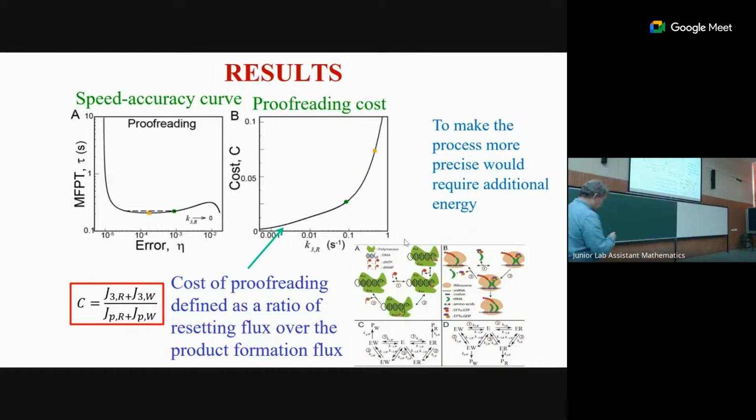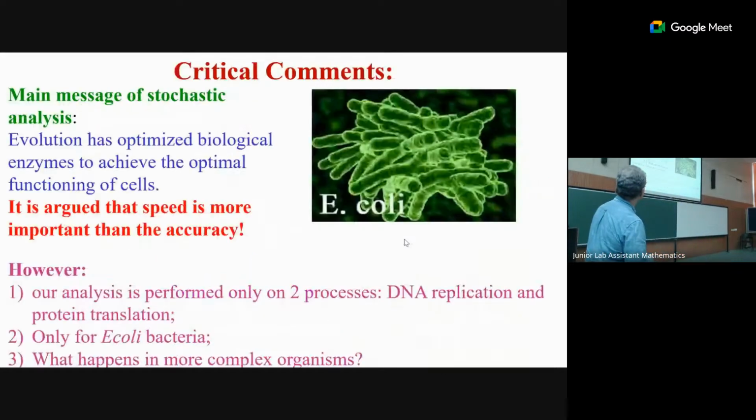So that's what we plotted over here. There is a cost, and to go from this point to this point in these units of cost, you really need to increase the cost significantly. So maybe nature doesn't want to spend this energy. It's enough to have a tolerable error as long as the system is fast. That's the result of this argument.